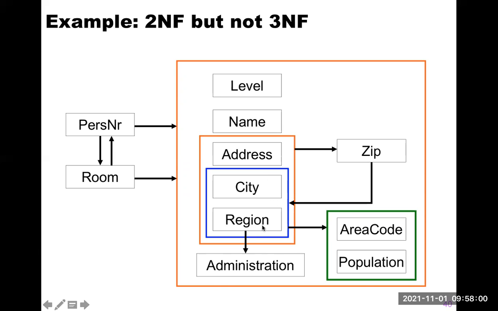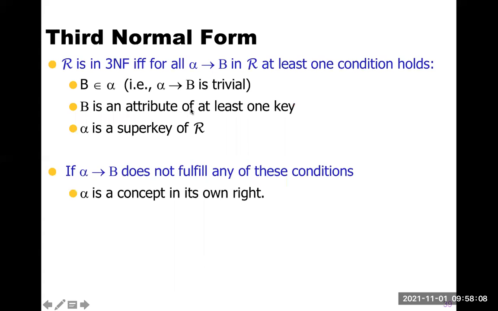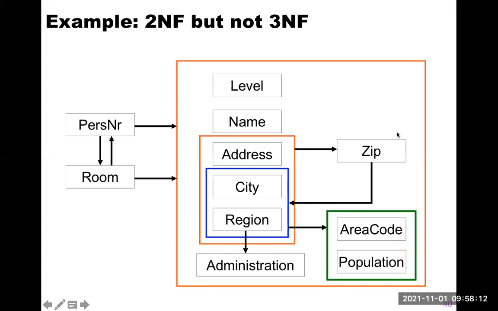From city and region, we have a dependency to, let's say, area code, but let's say name doesn't depend on city. So city is not a key, second condition. And the last condition, the left part is a super key. Zip is a super key, so everything depends on zip. Oh no. So that dependency from zip to city and region, three columns, needs to be extracted and put into a distinct table of zip, city, and region, and make zip the key there.